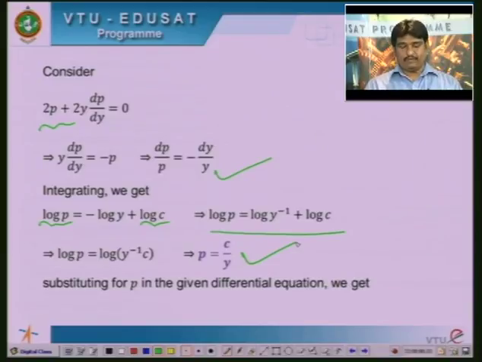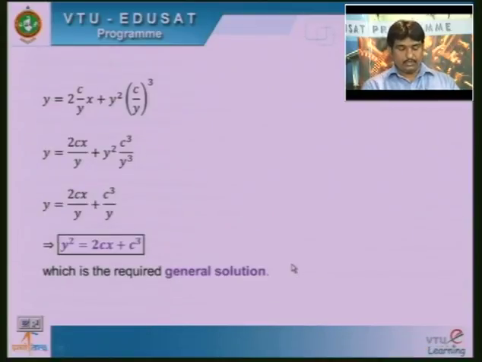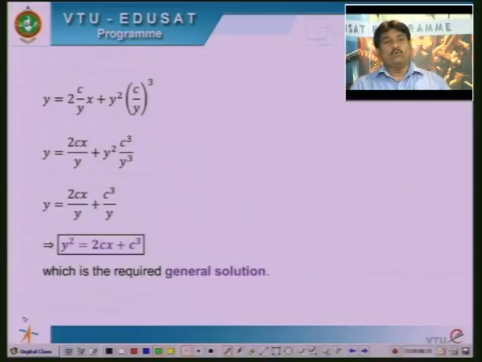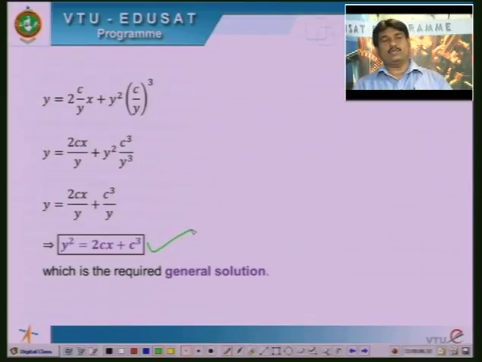Now eliminate p from this equation and the given differential equation. Substitute p equals c by y in the given differential equation to get y equals 2c by y into x plus y square into c by y the whole cube, which is nothing but y equals 2c x by y plus y square into c cube by y cube. You simplify this to arrive at this result, y square equals 2c x plus c cube. This is the required general solution.